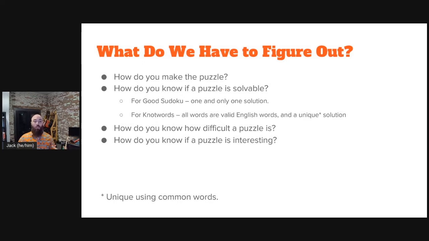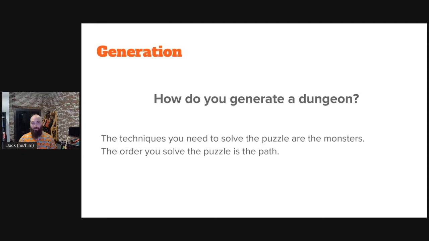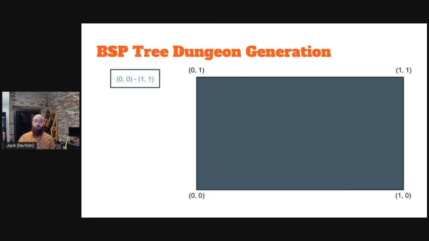And I think we took a lot of cues from roguelike generation. And then also I think there are some things that we discovered that might be really useful when you're designing your next roguelike procedural generator. So how do you generate a dungeon? This is when we were like, how do you generate a puzzle? We asked ourselves, how do you generate a dungeon? We think of the techniques that you need in order to solve the puzzle as monsters, and the order that you solve the puzzle, particularly for puzzles that have one solution or no guessing, is the path through the dungeon itself.